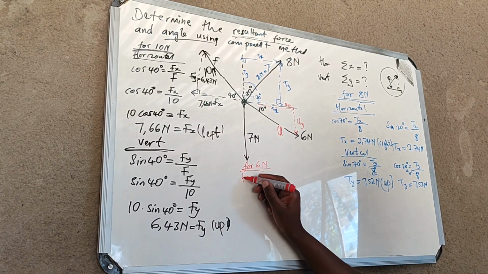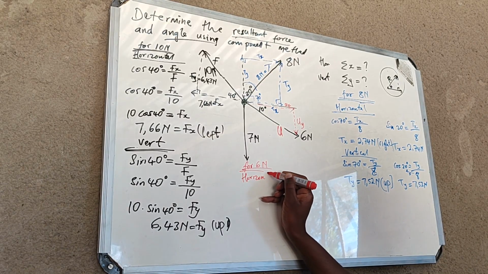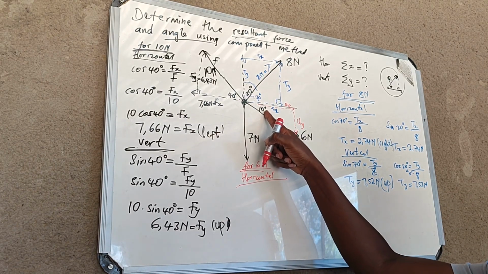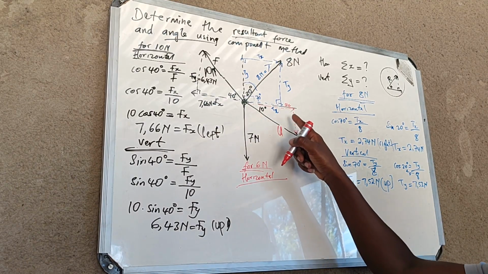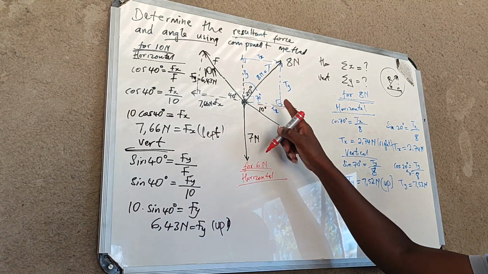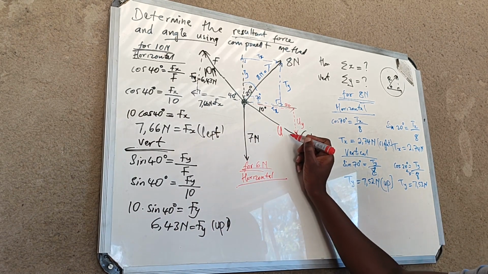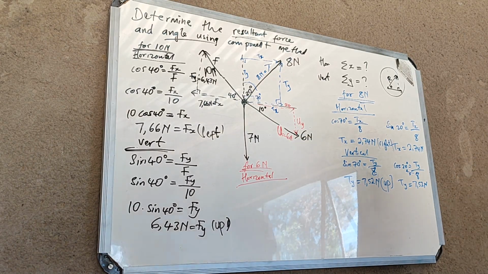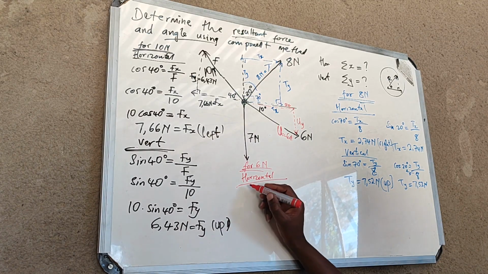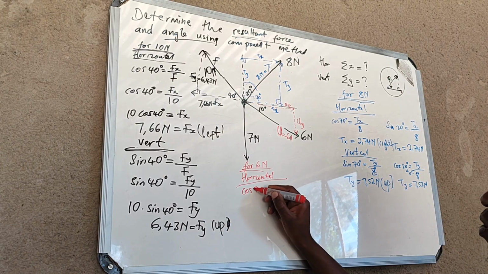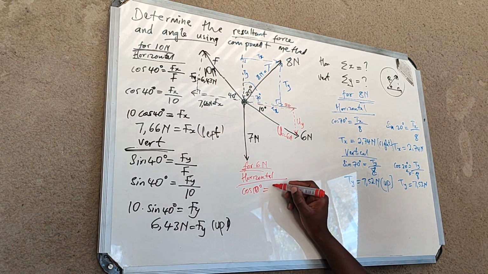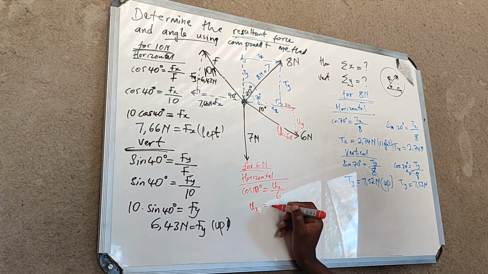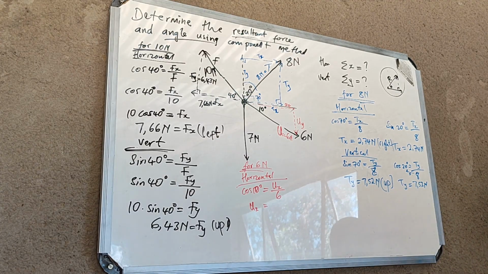Alright, for horizontal, we're going to have the angle 10, and we want the horizontal, which is UX again. So the adjacent, and this 6 newton is the hypotenuse again. So adjacent and hypotenuse is what? Cos. That will be cos of 10 degrees equals adjacent, UX, over 6. So what is UX when you do the calculations?